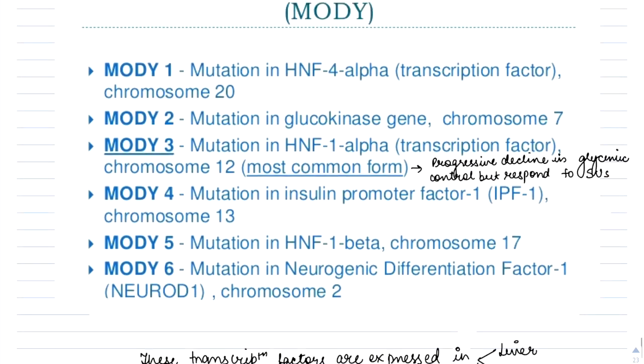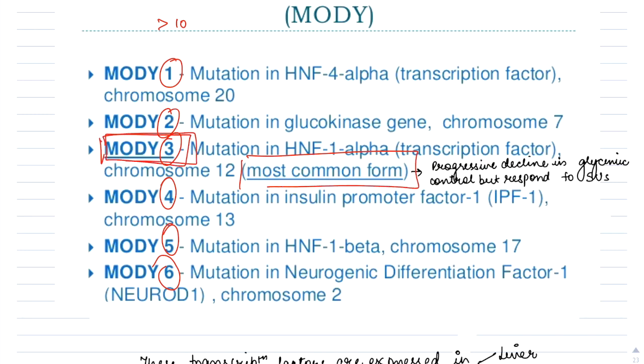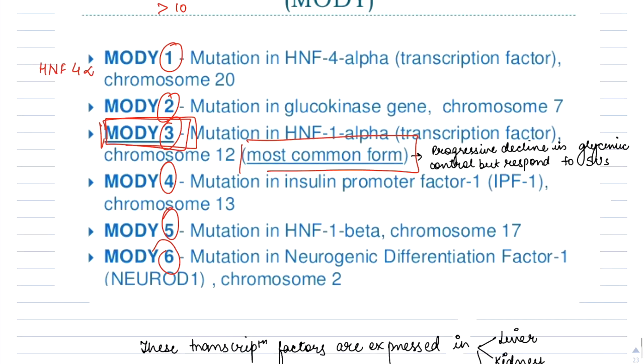Maturity onset diabetes of the young has more than 10 varieties of MODY, but the most common are 1, 2, 3, 4, 5 and 6. Out of these, the most common form is MODY 3. So MODY 1 is caused by a defect in the hepatocyte nuclear transcription factor 4 alpha.